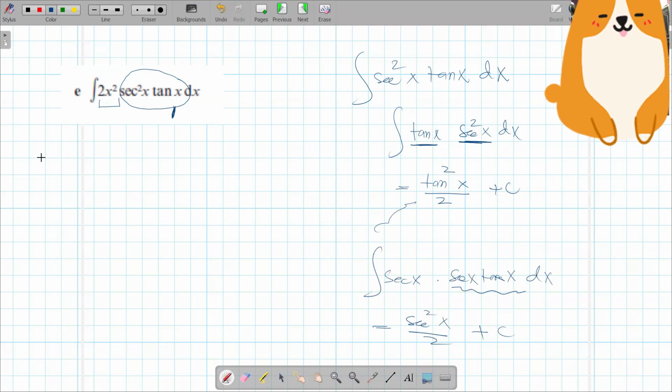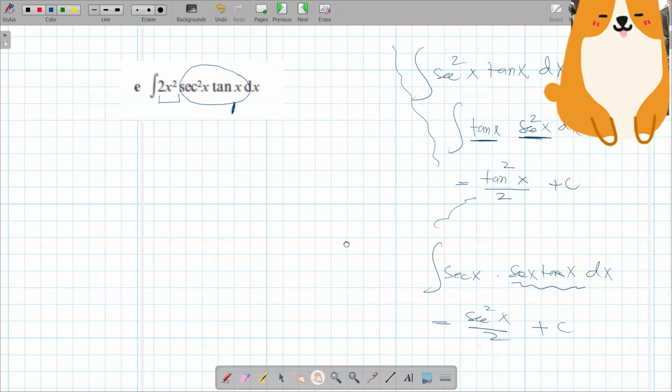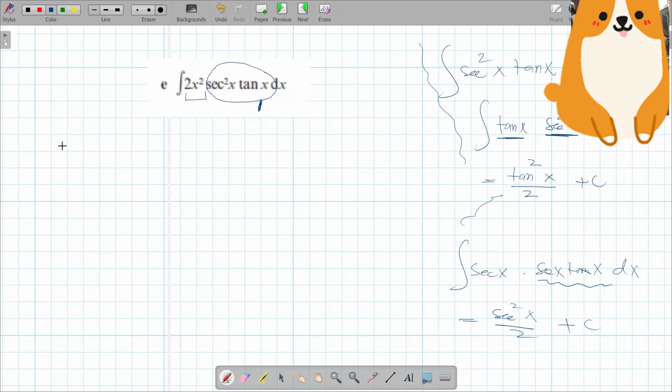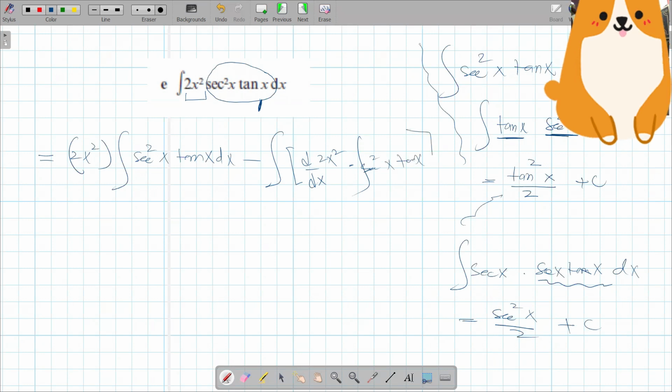Let's apply integration by parts to this question. It is clear that the first function should be algebraic, and the second function for sure should be this. Minus integration of the derivative of the first function and the integration of the second function. So what is the derivative of the first function, 2x squared? And for the integration of the second function... Hello? Yeah, can you hear me? Hello?